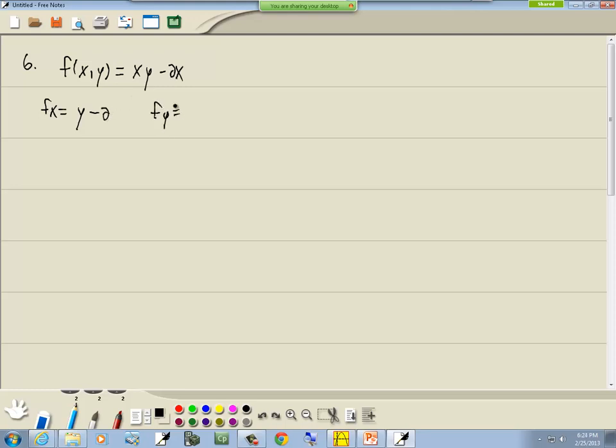Then the partials back to y. The xy, the x is a constant. The derivative of y is 1. X times 1 is x. And then that drops away. So we'll set each of these equal to 0. Y minus 2 is equal to 0, and x is equal to 0. And we've got y is equal to 2, and x is equal to 0. Now these are going to be our critical point, but let's come over here and find our second partials.